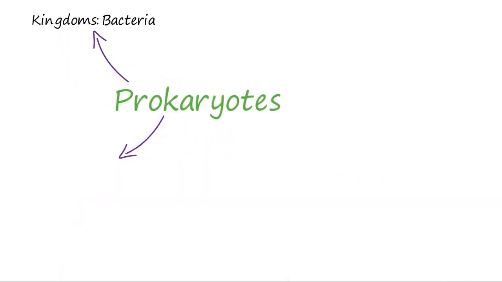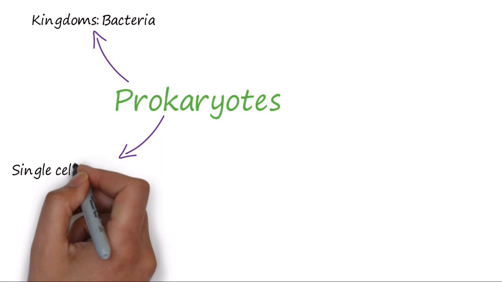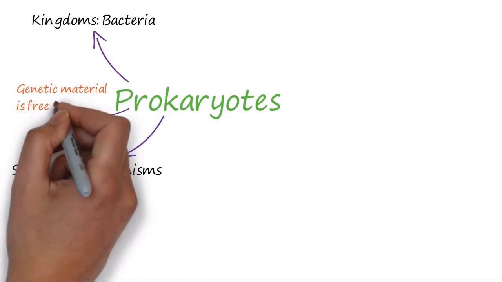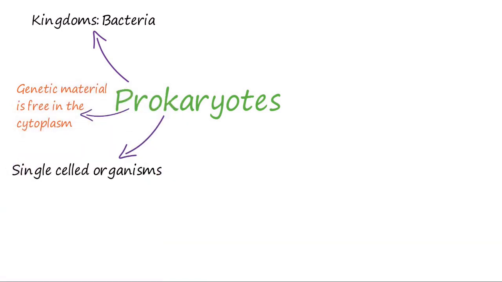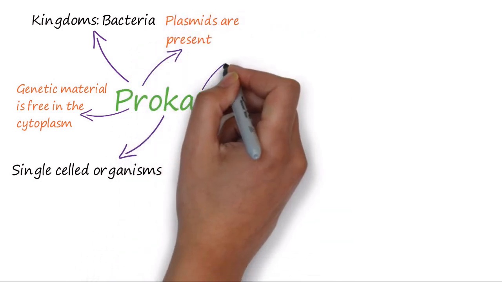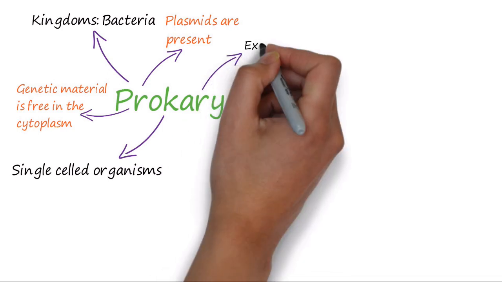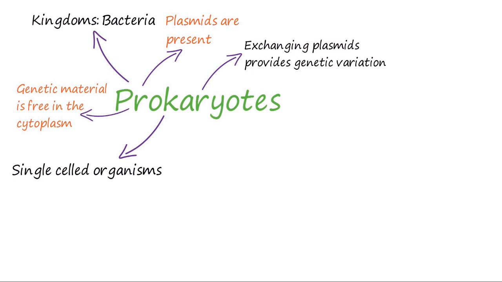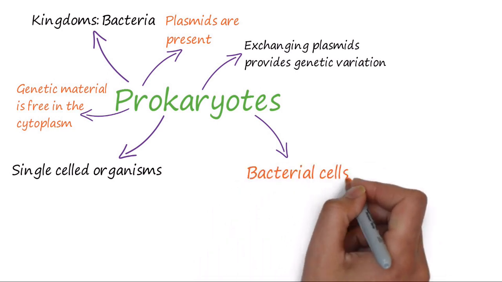Prokaryotes are single-celled organisms without a membrane-bound nucleus. The genetic material is free in the cytoplasm and is found in a single circular chromosome in the centre of the cell. This holds all of the genes required for the bacterium. The cell may also contain one or more small rings of DNA called plasmids. These contain additional genes, such as those coding for antibiotic resistance. Bacteria can exchange their plasmids with other bacteria, which provides genetic variation.